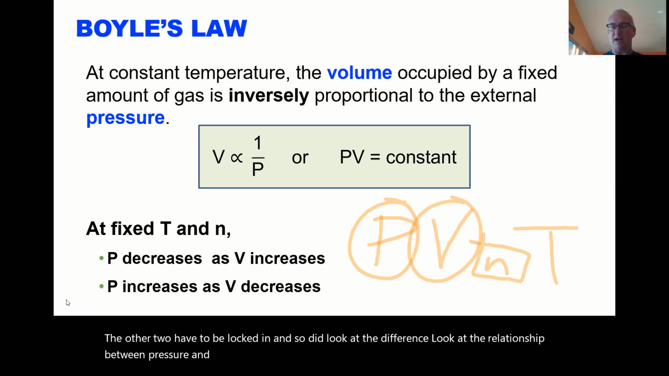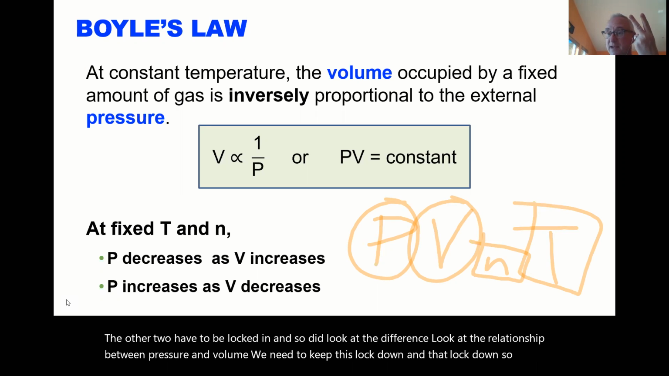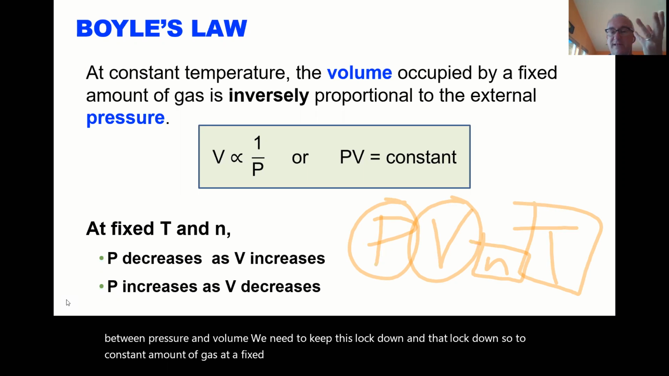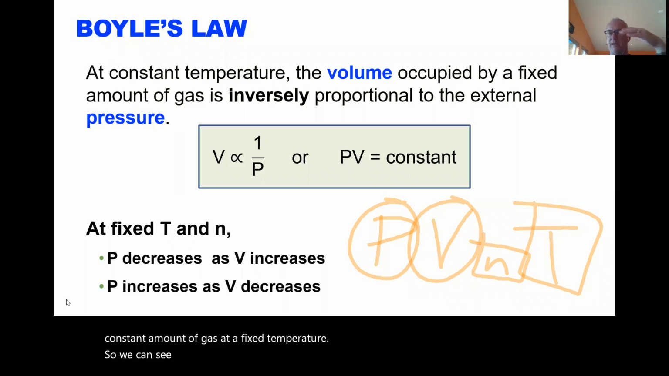We need to keep this locked down and that locked down. So, a constant amount of gas at a fixed temperature. We can see that when we increased the volume, the pressure went down, and when we squished the volume down, the pressure went up.